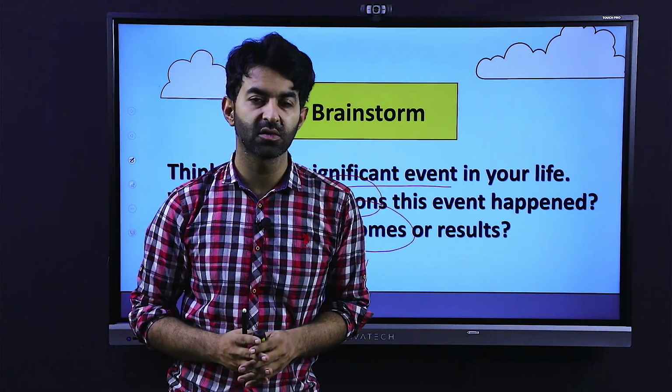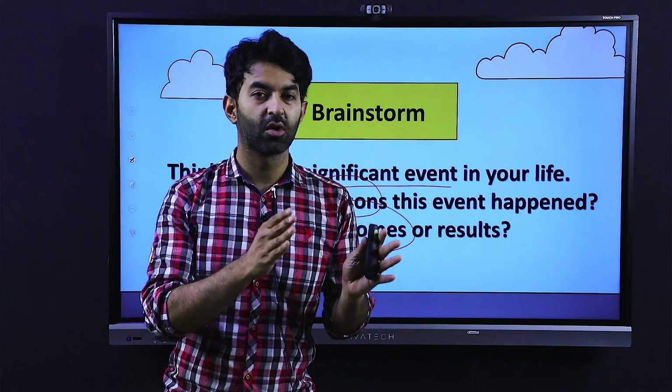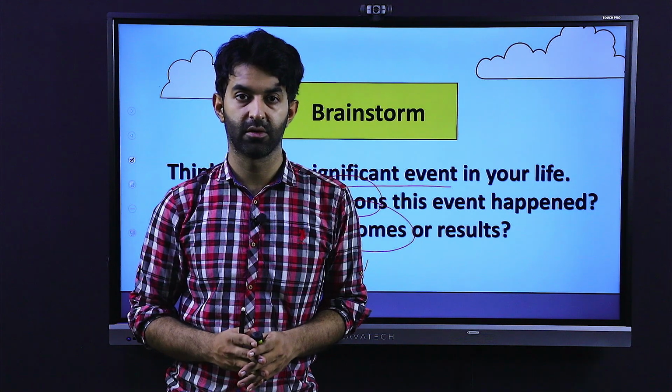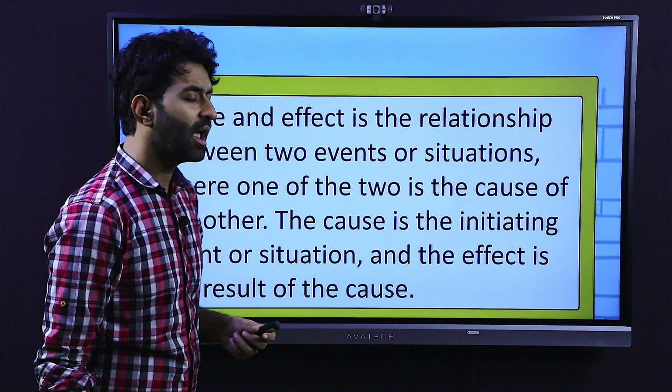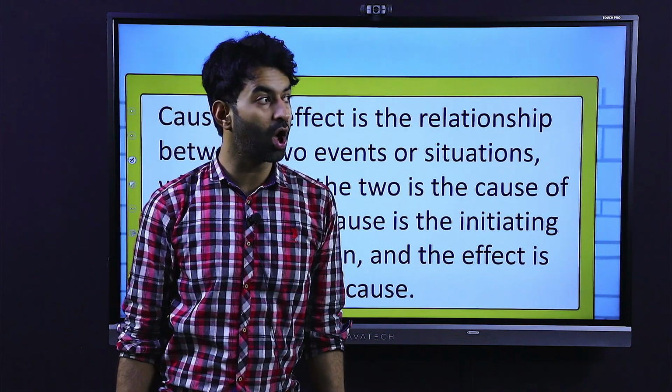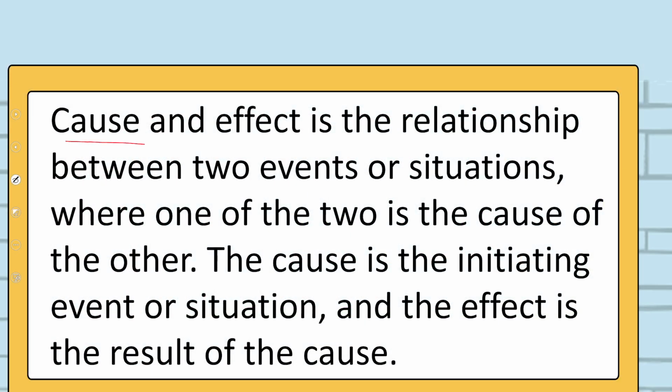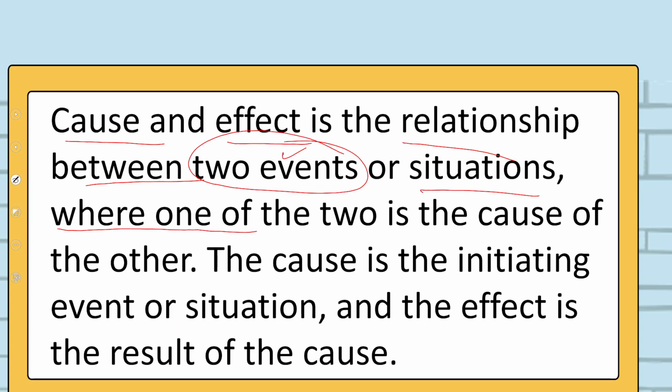It's a very short, quick task that you want to do in order to understand how the causes and the effects are related to one another. Now, let's see and let's try to understand this relationship between cause and effect. Cause and effect is the relationship between two events. One is the reason, the cause, and the other event, the second one, could be the effect. These could be events or situations where one of the two is the cause of the other. The cause is the initiating event, the first event which causes to happen, and then in the result, the effect is the result of the cause.